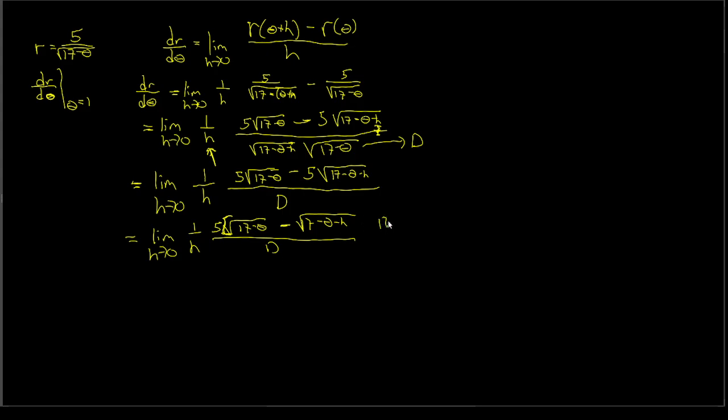And so my conjugate is the square root of 17 minus theta, plus the square root of 17 minus theta minus h, over the conjugate again. I got my plus in the center. This is our version of the number 1 that we're multiplying by.